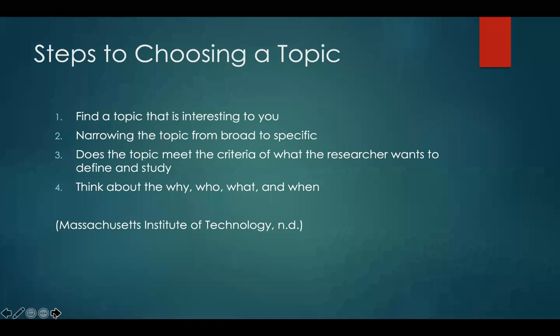The first step in my action research project is to choose a topic. First, I need to find a topic that interests me. Once I have determined a topic, I will need to narrow it down to be more specific. Then, I will decide if my topic meets what I want to focus on and study. This means that lastly, I need to answer the why, who, what, and when my topic is about.